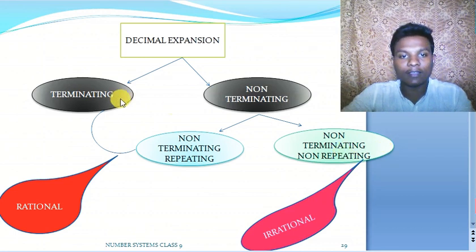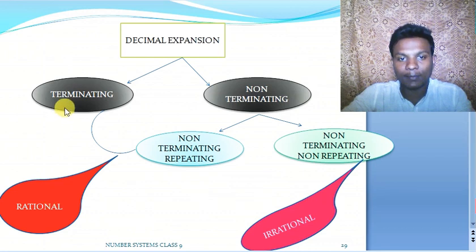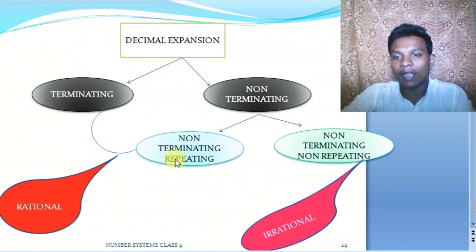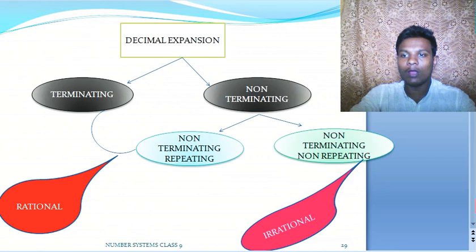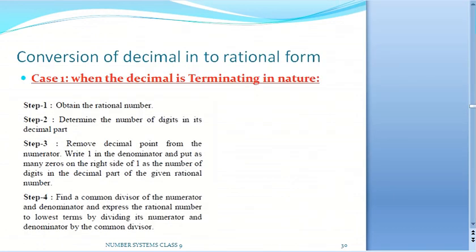If you see the decimal expansion of rational numbers, it can be either terminating or non-terminating repeating, and if you see the decimal expansion of irrational numbers, it will always be non-terminating and non-repeating. I hope this decimal expansion part is clear to you, and we shall continue with the next part. We have already learned the basic decimal expansions of both rational as well as irrational numbers.